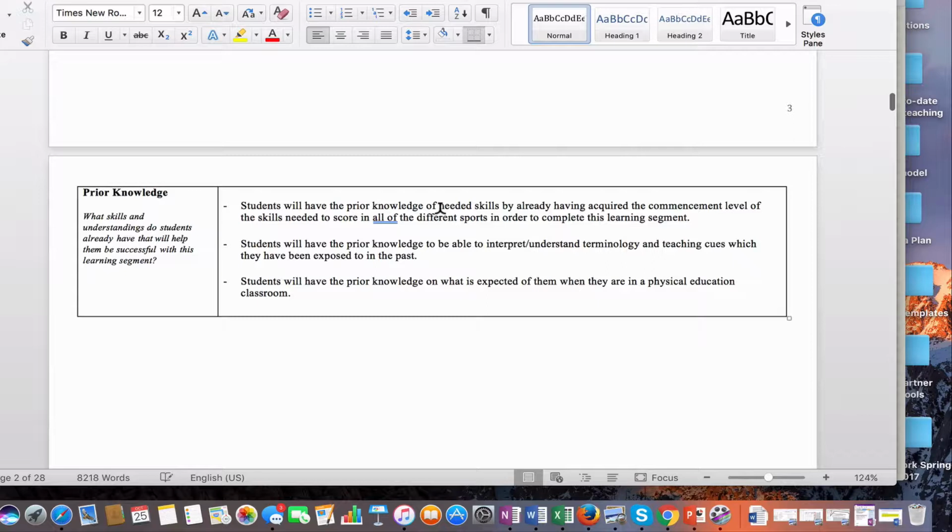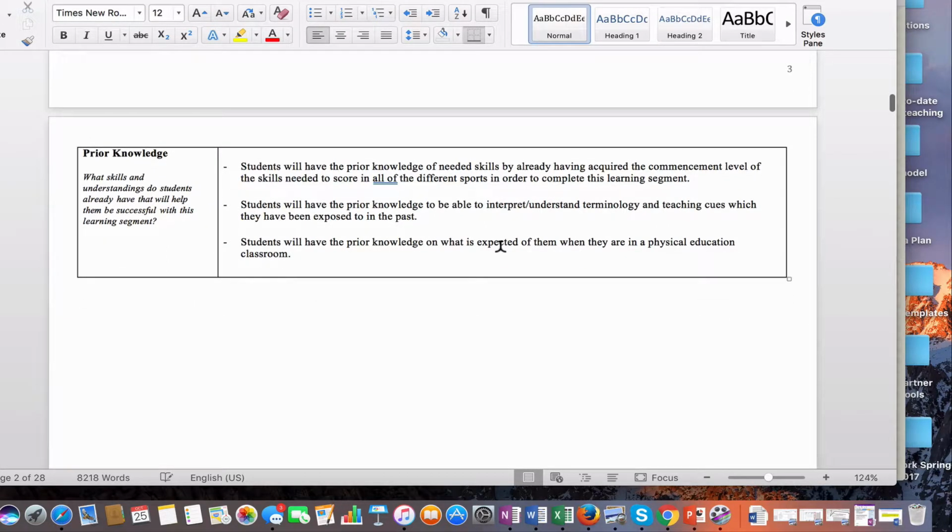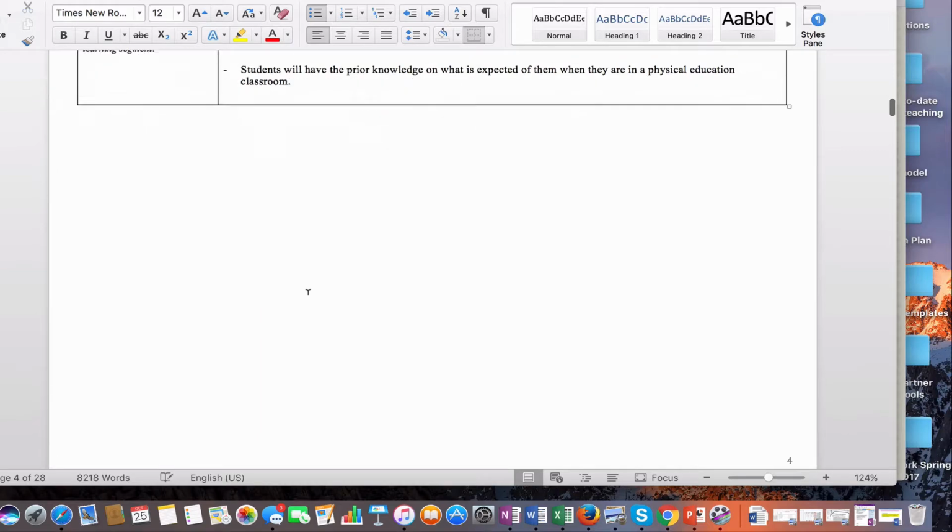Students will have the prior knowledge of needed skills by already having acquired the commencement level of the skill needed to score in all of the different sports in order to complete this learning segment. So again, he's kind of guessing, right? Students will have the prior knowledge on what is expected of them when they are in a physical education classroom. So these don't have to be like earth-shattering. Again, you're just kind of practicing.